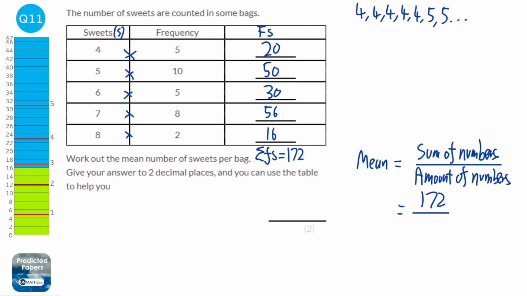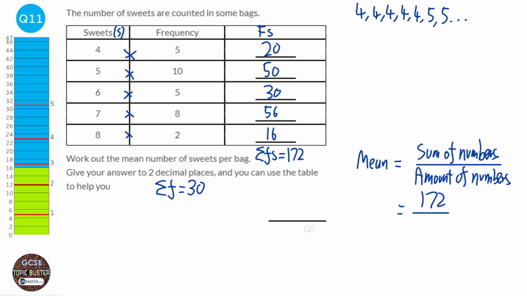Now the second part is to work out how many numbers there are. Well, there are 5 numbers in the first row, 10 in the second row, 5 in the next row, 8 in the next row, and then 2 in the next row. So to work out how many there are in total, we just add those up, and we call that the sum of f column. And we do 5 plus 10 plus 5 plus 8 plus 2, add those together, which is 30.